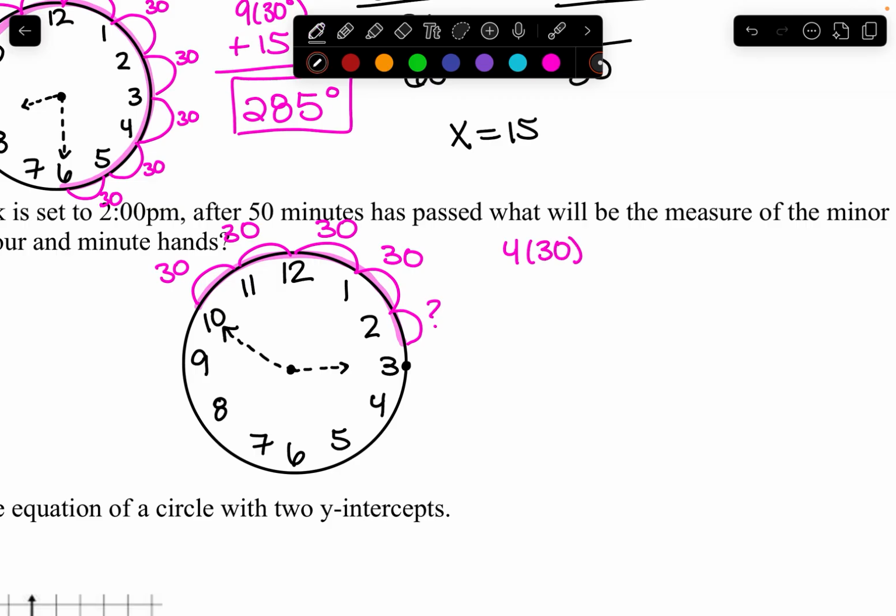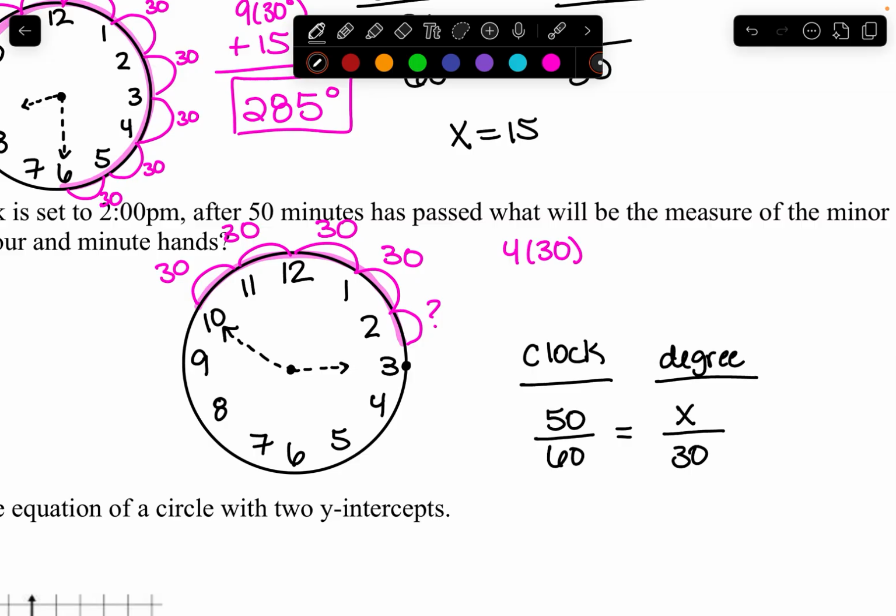So now what I need to do is I need to set up a proportion. Okay, remember that one side is your clock and one side is your degree. A clock is always out of 60 minutes and our degrees are always out of 30 degrees because that's how many degrees are between my numbers and that's what I'm looking for. Now, I have gone for 50 minutes. So I need to put 50 over 60. Okay? So we've got 30 times 50 divided by 60, and that means that I have traveled 25 degrees.